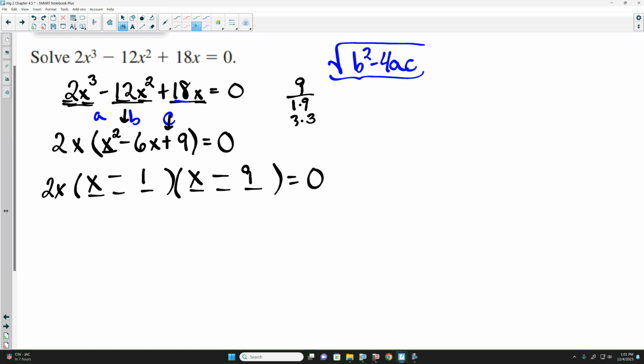1 and 9. And if we check this here, x times negative 9 is negative 9x. Negative 1 times x is negative x, giving us negative 10x. All right. We can try 3 and 3.